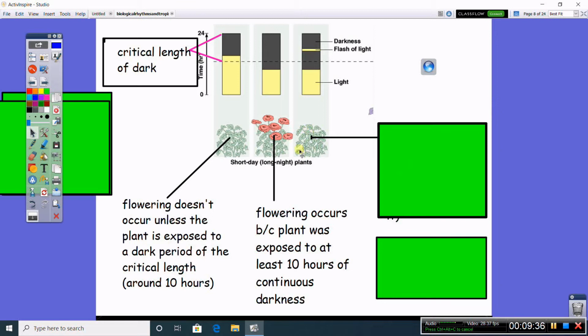Here, it's interesting. We see that this plant does not flower. Well, why not? The bar of darkness goes past there. Well, it's because we broke it up with a flash of light. So it got this period of darkness, which was not greater than the critical length, and it got this period of darkness, which was not greater than the critical length either. So remember, it's not that I can add up this period and that period. The number of continuous hours of darkness has to be greater than this amount, which neither of those were. That's why this plant did not flower.